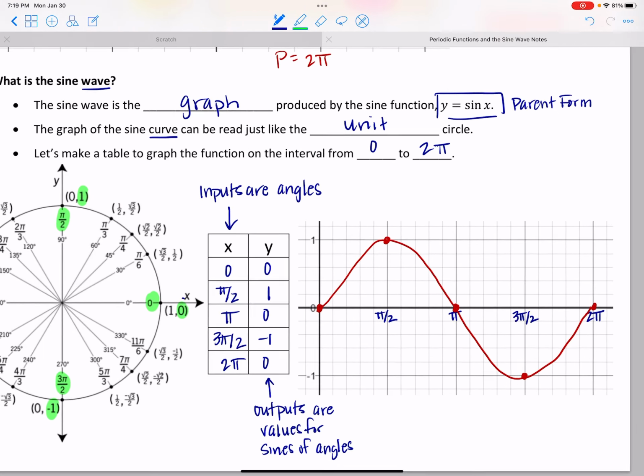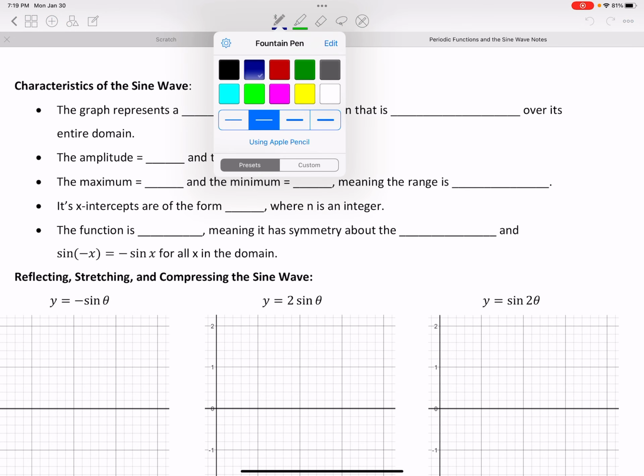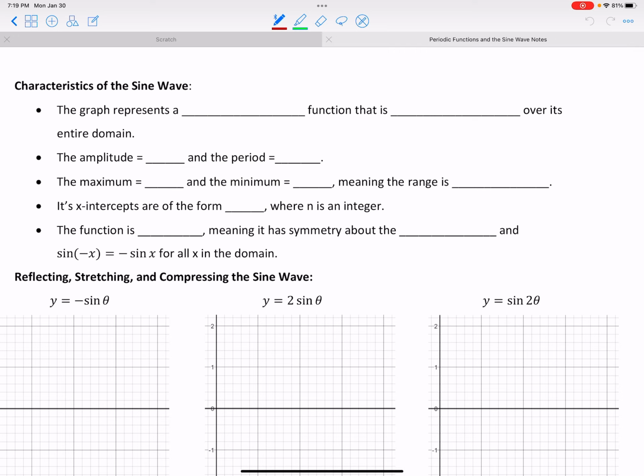So some characteristics of the sine wave, the sine curve, that's the graph produced by y equals sine of x in parent form. So I'm going to say y equals the sine of x, again, parent form. This graph represents a periodic function, and we would say that it is a continuous graph over its entire domain.